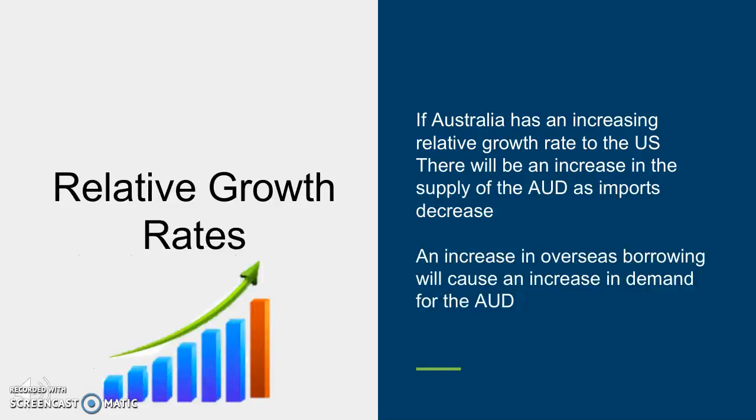We will now look at relative growth rates. If Australia has an increasing relative growth rate to the US, there will be an increase in the supply of the Australian dollar as imports decrease. An increase in overseas borrowing will cause an increase in demand for the Australian dollar.